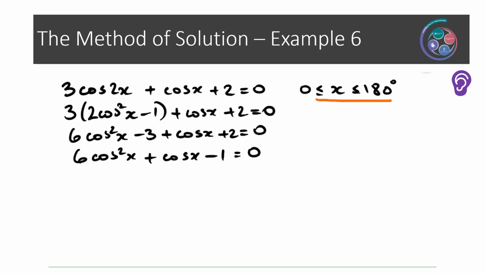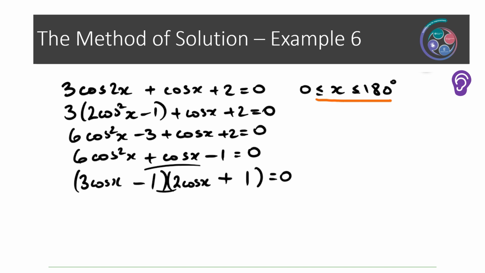Okay, so we've done our expansion, we've done our tidying up. Next thing we need to do is factorise it into a pair of brackets. Now 6 cos squared x is 3 cos x times 2 cos x. 1 at the end means you have to do 1 times 1. For us to get a positive 1 in the middle, it has to be 3 times positive 1 and negative 1 times 2, so we get 3 take away 2 is 1. So there's our factors in the brackets.